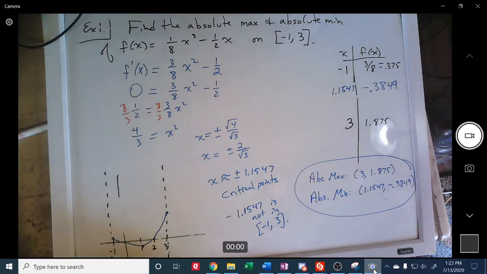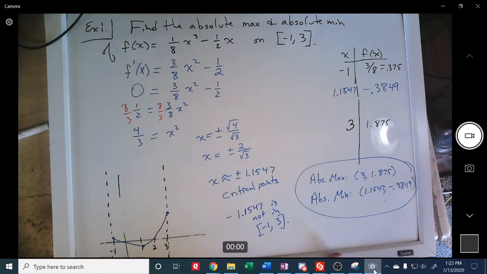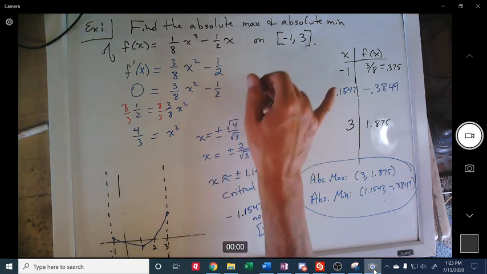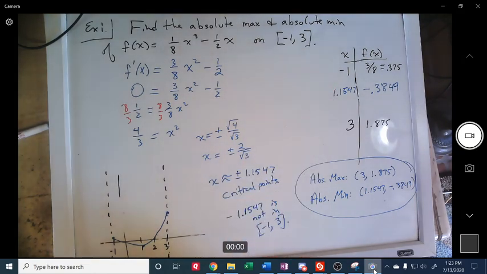All right, let me review, because there was kind of a fair amount going on here. If you're trying to find the absolute max and min on a closed interval, we know that that can be done because of the theorem. We know we have to check the endpoints, and the only other ones in between that are candidates for absolute max or min are the critical points. So we take the derivative, set it equal to 0.